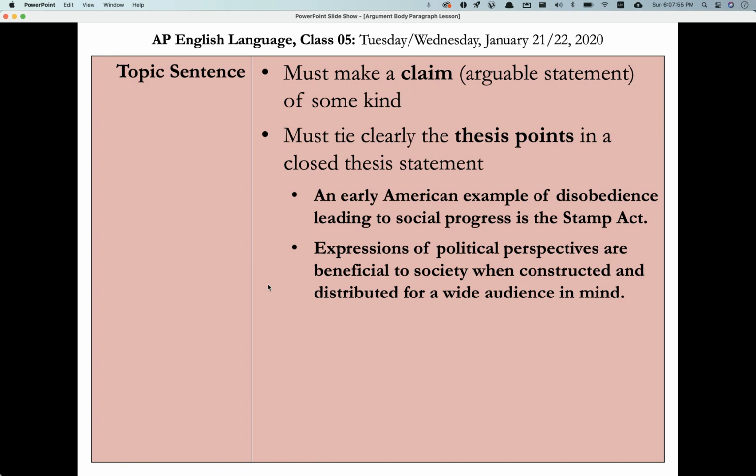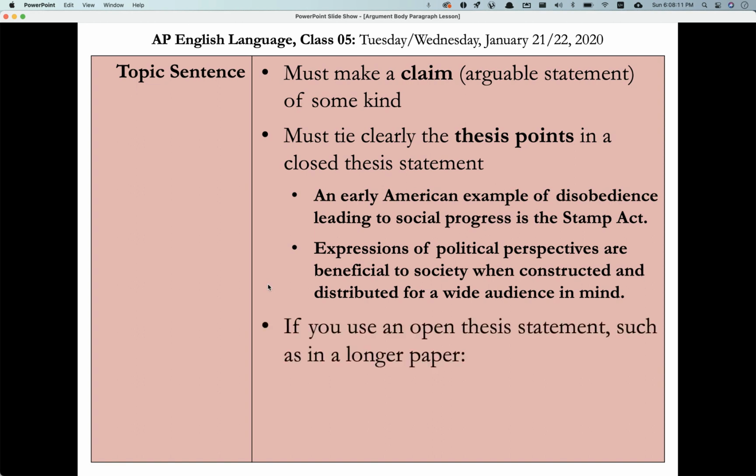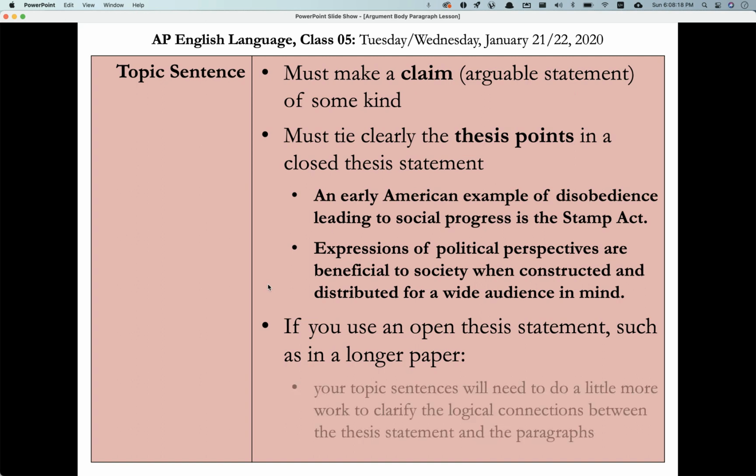So these are topic sentences. And again, if you went back and looked at those thesis statements, you would immediately see the connection between these topic sentences and the subclaims or the pieces of evidence in the thesis statements. So of course, if you're using an open thesis statement, like in a longer paper or a research paper, so not an AP style argument essay, your topic sentences might end up needing to do a little more work instead of just echoing the ideas as presented in the thesis statement.